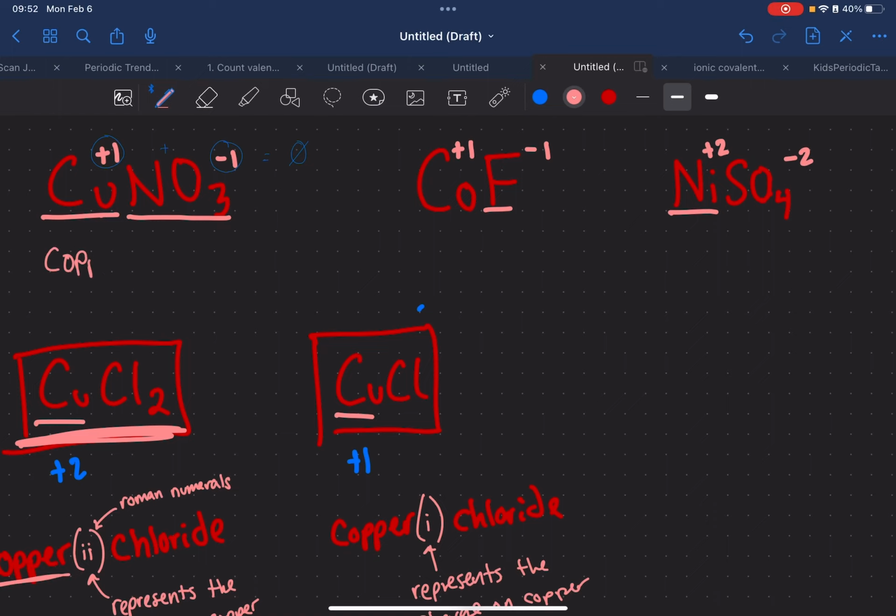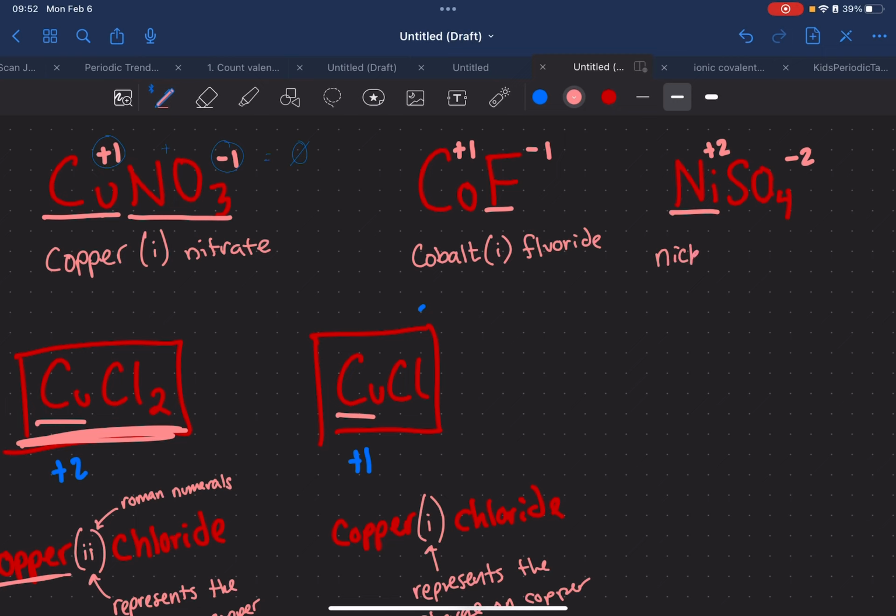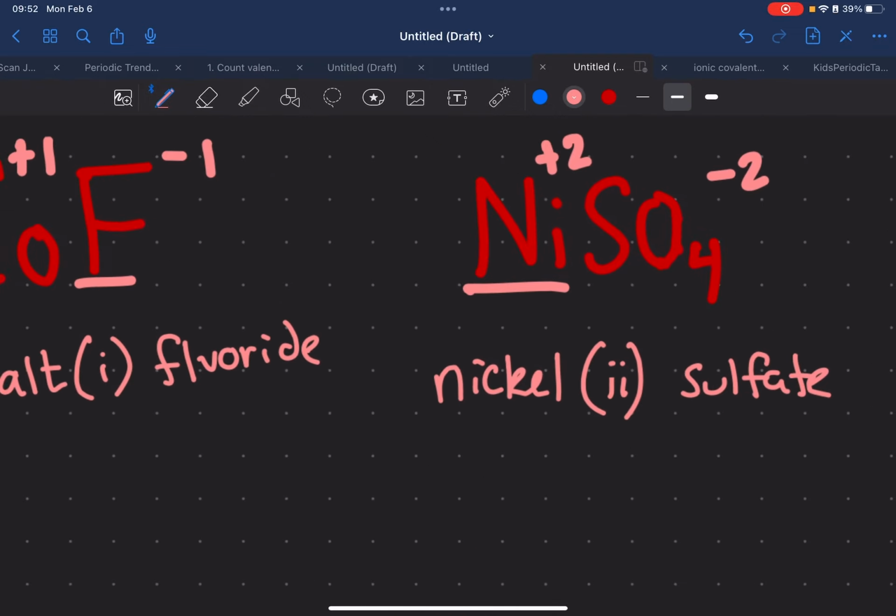Okay, so this is copper 1 nitrate, because 1 represents the charge on our copper ion. COF, this is cobalt 1 fluoride, because our cobalt ion here has a charge of +1. And this is going to be nickel 2 sulfate. Nickel 2 sulfate, because nickel has a +2 charge.